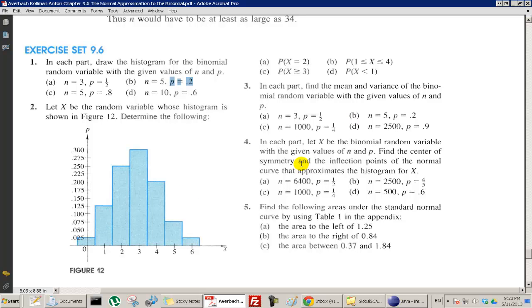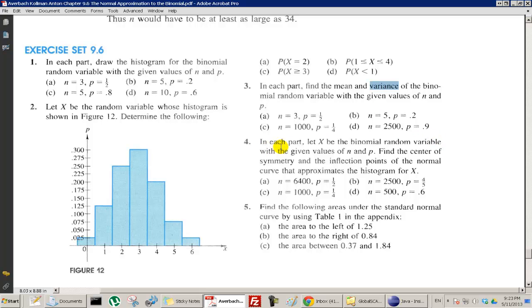Part number 3, in each part find the mean and variance of the binomial random variable with the given values. So it's binomial, so to get the mean and variance we said np gives you the mean, and square root of npq gives you the standard deviation. Actually, they don't ask for the standard deviation, they ask for the variance, so it's just npq, not the square root. And you do the same thing for each of these.